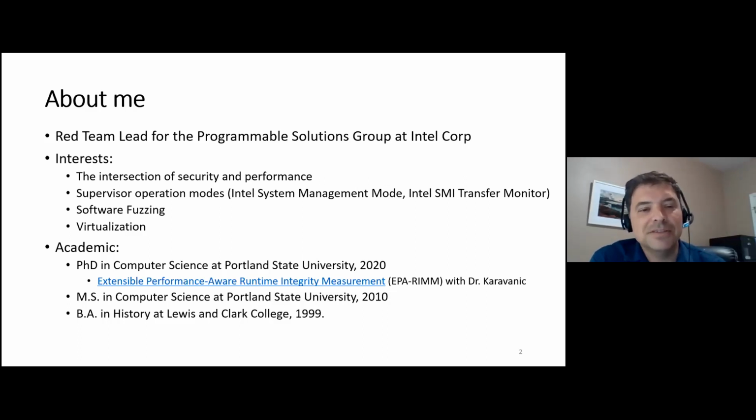That's the main focus. I've also spent a number of years working on virtualization. My academic background, as Ken mentioned, I finished my PhD last year after, I think, 9 years of part-time work. It was a project called EPA-RIM, and the idea was that we could use firmware to detect rootkits in operating systems or hypervisors. And we were leveraging that very privileged mode called system management mode, which basically gives you full access to the memory and registers of the system.